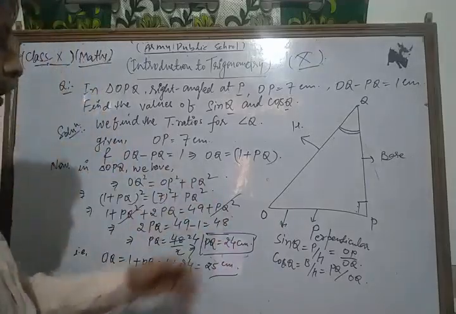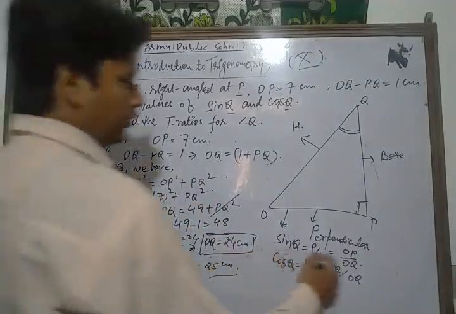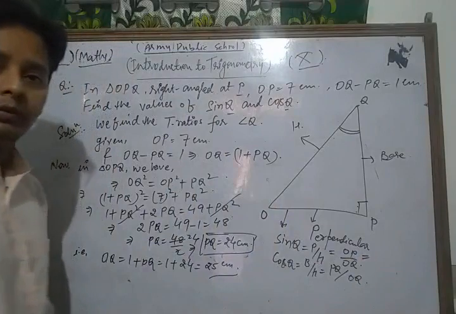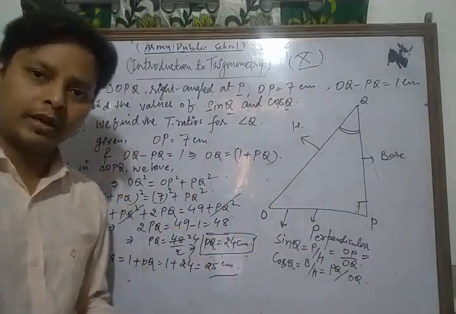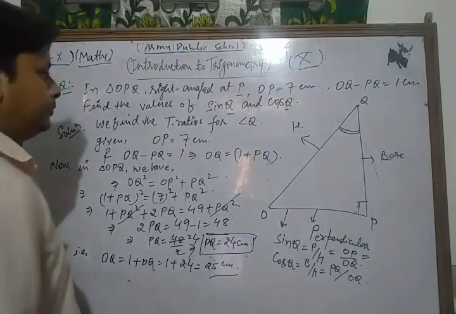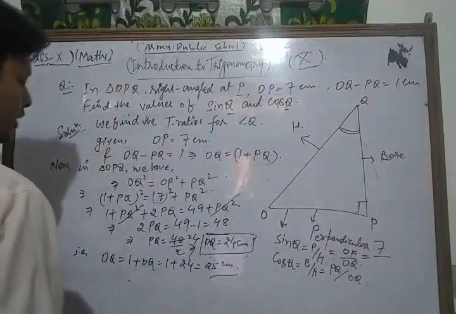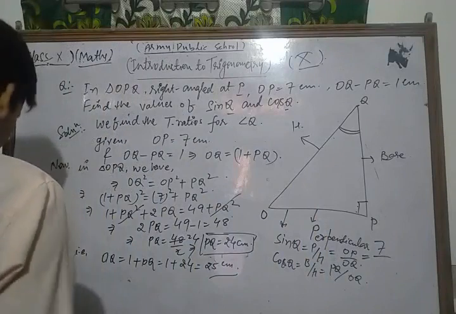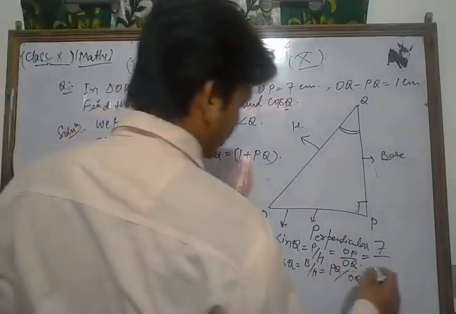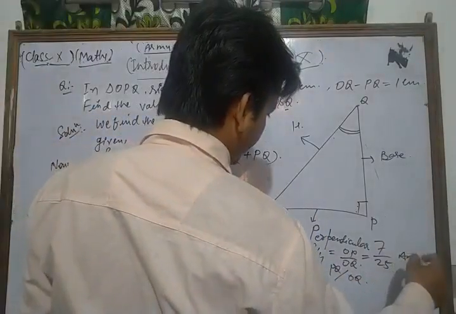So now the value of sine of angle Q, we put the value of OP and OQ. The value of OP is 7. And the value of OQ is 25. So the value of sine of angle Q is 7 upon 25. This is the first answer.